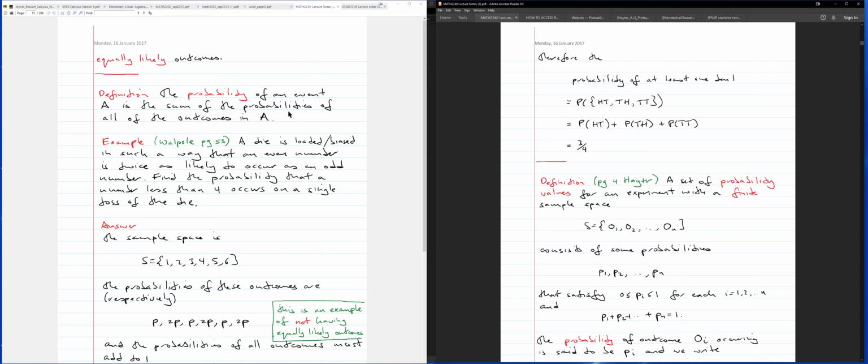Okay, so if you have an event, and the event is of finite size, how you get the probability of the event is you really just add up the probabilities for each of the outcomes in the event, right?